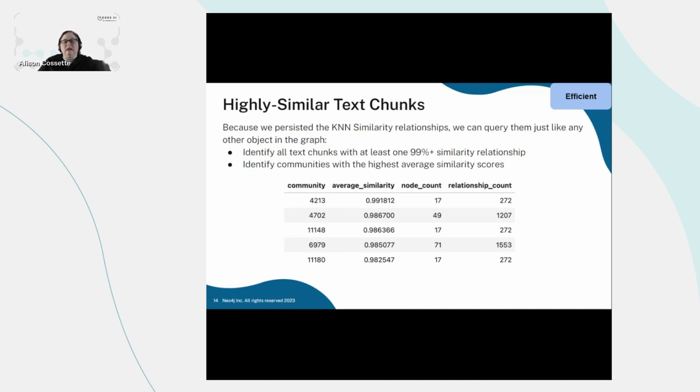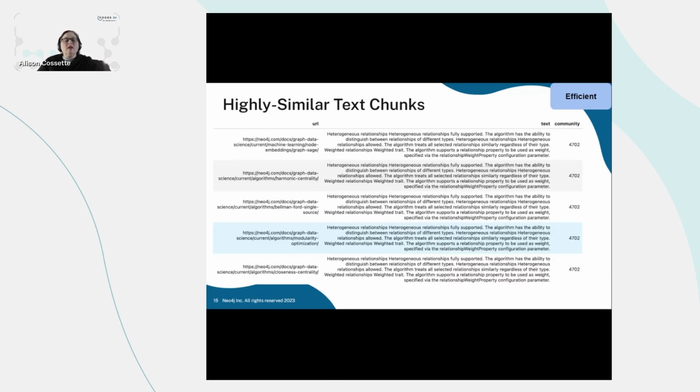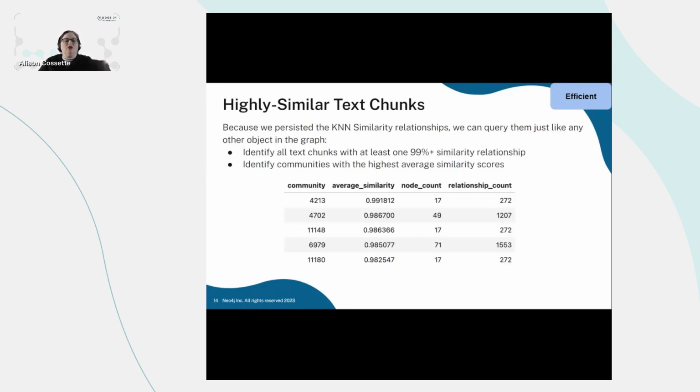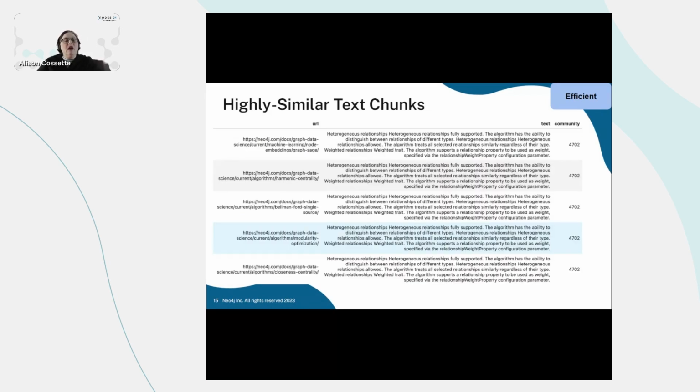So we're definitely seeing a lot of redundancy here. So let's dive into those and take a peek. In this particular instance, what we're seeing is one example of this community, 4702, which is the second one listed. We've got the URL, and we see that the text chunk is primarily the same. The reason has to do with the way that we build our documentation.